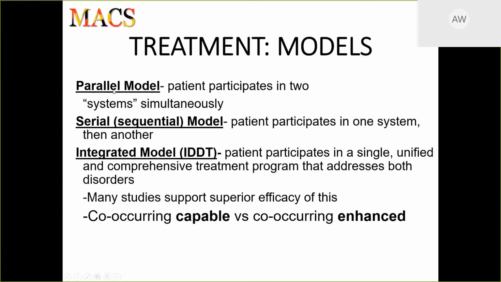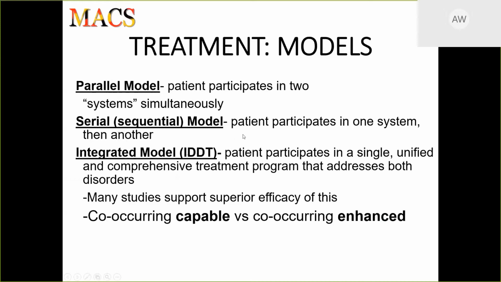But typically what many patients get is a parallel model. So they go to one clinic for their substance use disorder and a different clinic for their mental health disorders. That's, again, for various reasons why much of the treatment in the U.S. has been done that way. There's also the serial or sequential model.